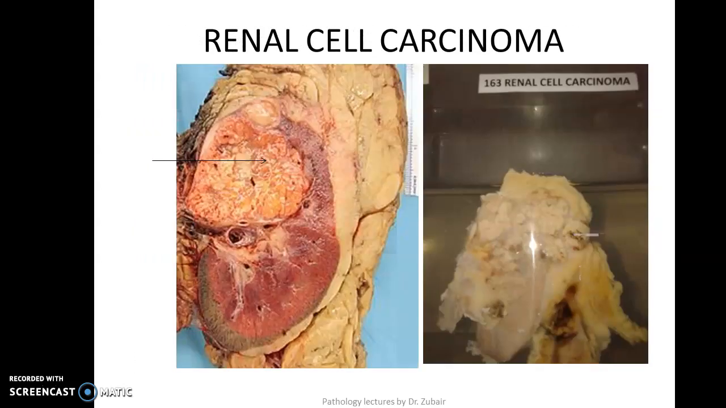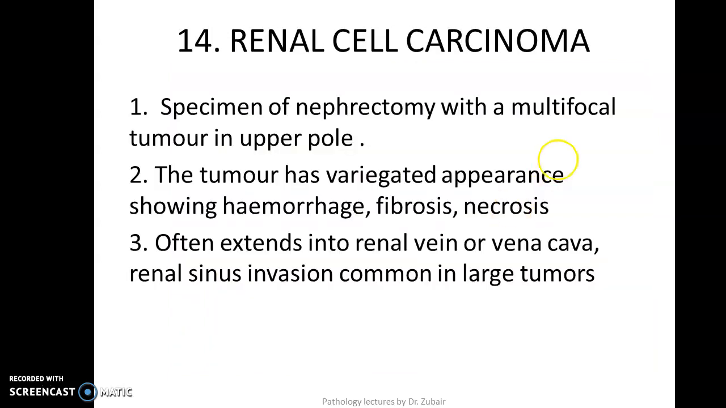Next specimen, again a favorite of all the examiners, right? It's a specimen of the kidney with a golden yellow tumor in one pole, right? So if there are hemorrhagic areas, then we can say it's a variegated appearance, and this is a renal cell carcinoma. Specimen of nephrectomy with a multifocal tumor in the upper pole. The tumor has a variegated appearance.